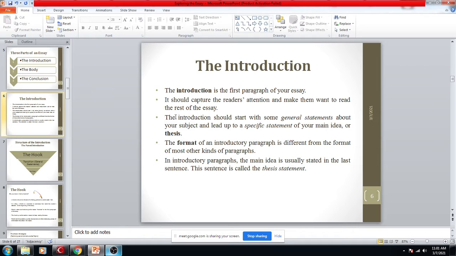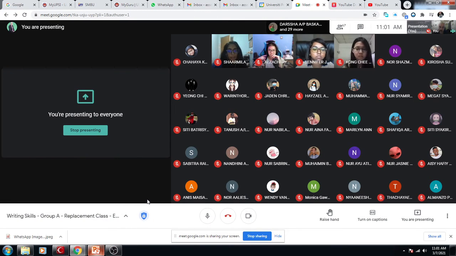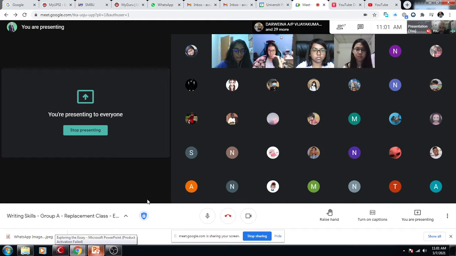We've said that the introduction is unique. The format of an introductory paragraph is different from the format of most other kinds of paragraphs. That's why we're going to spend some more time on the introduction and see why it is different from normal paragraphs. And so we're not going to spend time on the supporting paragraphs because they are like normal paragraphs. A topic sentence, supporting sentences, developing sentences, and then a concluding sentence. Nothing difficult.